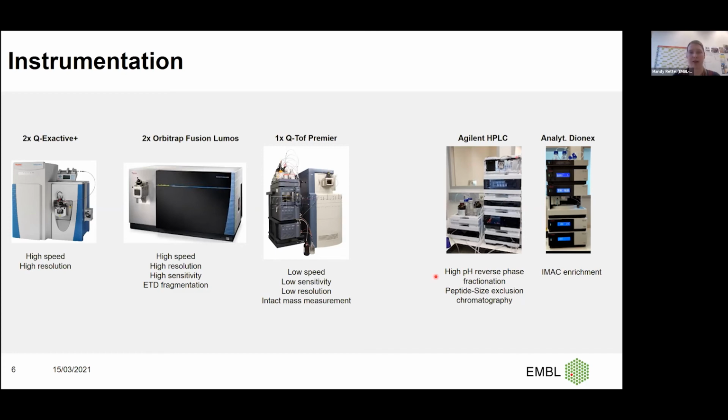For example, if you have lysates and you have a single shot analysis, you maybe identify up to 3,000 proteins. But if you fractionate those samples into 12 fractions, you can go much deeper into the proteome and identify up to 8,000–9,000 proteins. And then we also use that system for peptide size exclusion chromatography for enriching cross-link peptides upfront of the mass spectrometry. And as I said, 1 Dionex we have now set up only for the IMAC enrichment workflow to really have 1 system for phosphoproteomics.